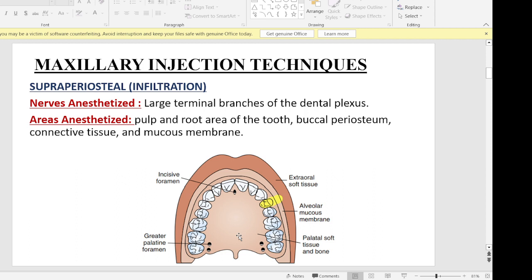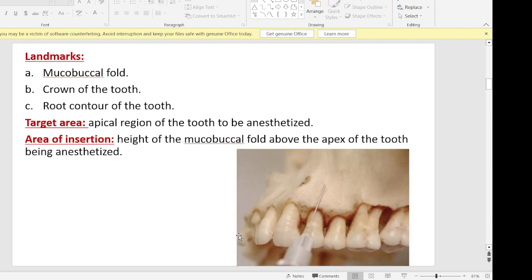First of all, supraperiosteal injection, which is also known as infiltration technique. In this technique, the nerves anesthetized are large terminal branches of the dental plexus. Areas anesthetized include the pulp and root area of the tooth, buccal periodontium, connective tissue, and mucous membrane into which the local anesthetic solution is administered.